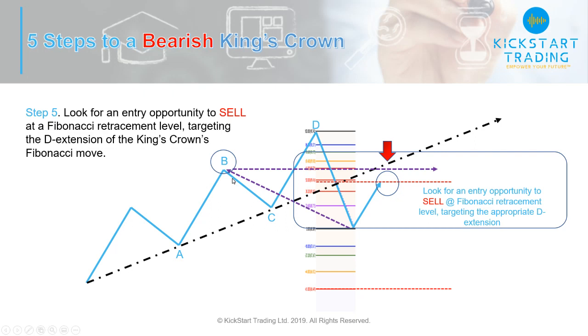And then with step 5, we're going to look for an entry opportunity to sell at one of the new Fibonacci retracement levels, of course, in a bear crown. In a bull crown, once again, the opposite is true. So just flip it, right? Instead of selling at a retracement level, we're going to look to buy at a retracement level. And the idea here is we're going to try to take advantage of one of these Fibonacci retracement levels and target, of course, the appropriate anticipated D extension.